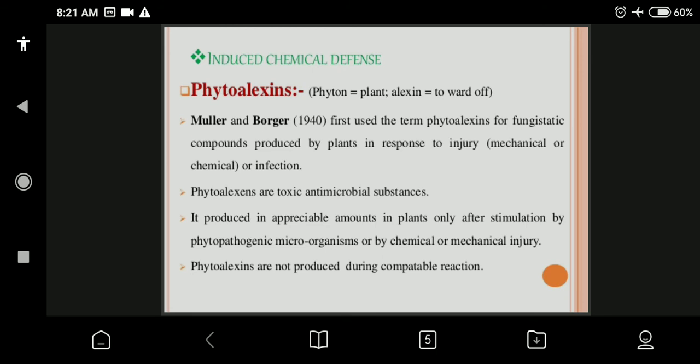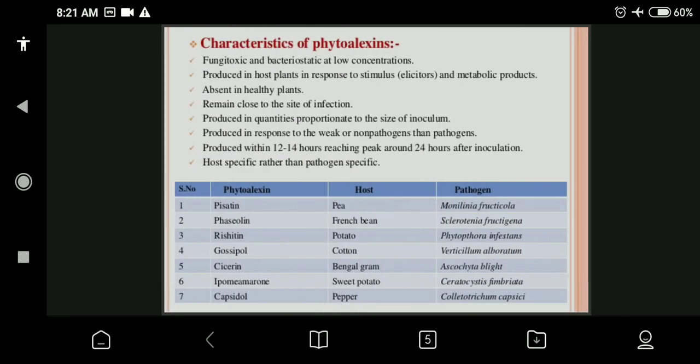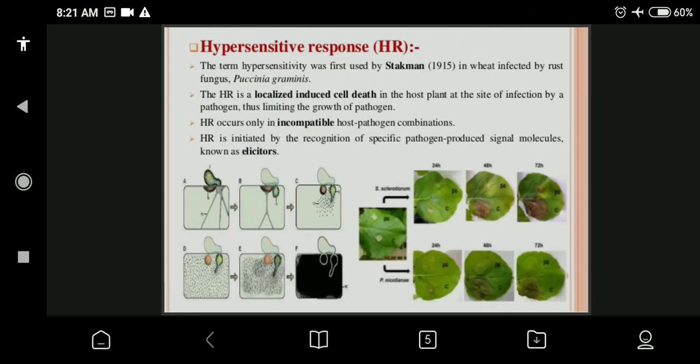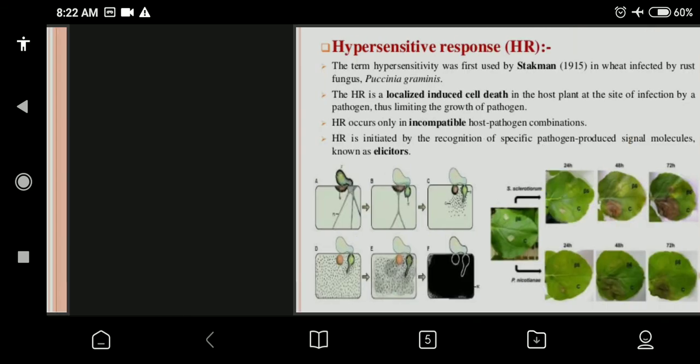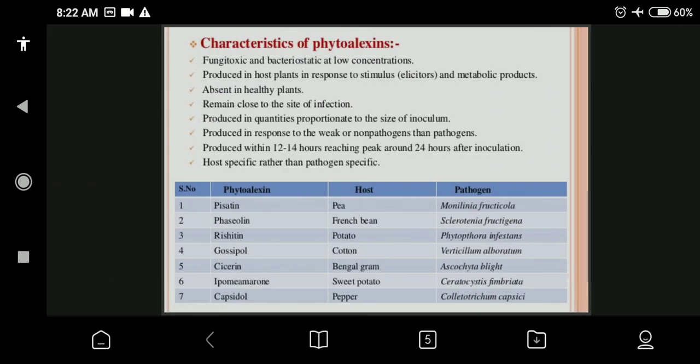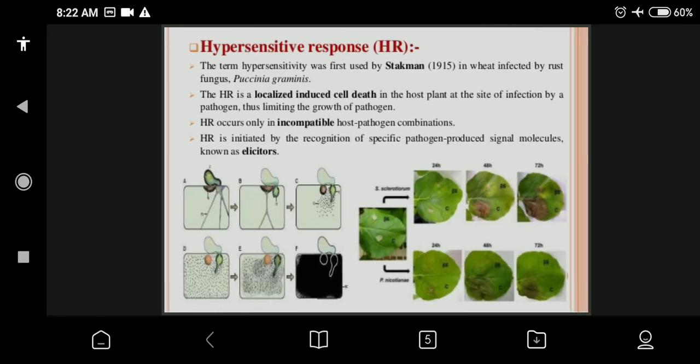The details of these phytoalexins we have already studied in an earlier topic, so we are not discussing the details here. Now we will study hypersensitive responses. The term hypersensitivity was first coined by Stakman in 1915 in wheat plants when they were infected by Puccinia graminis. The HR is a localized induced cell death.